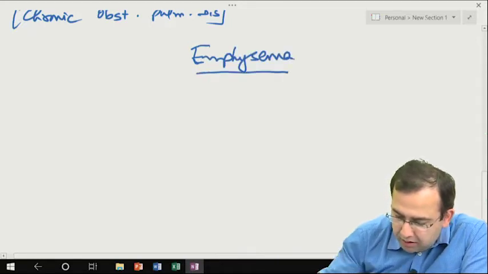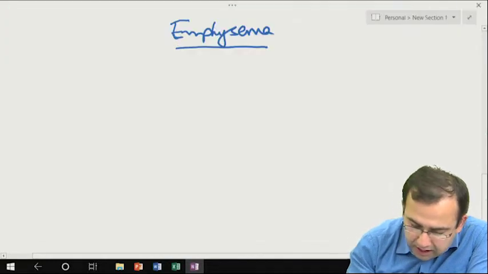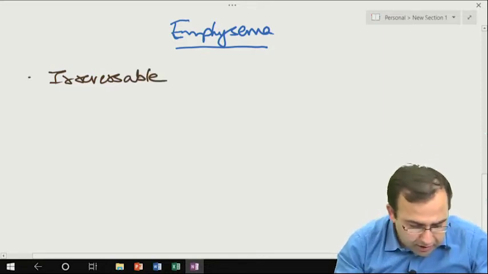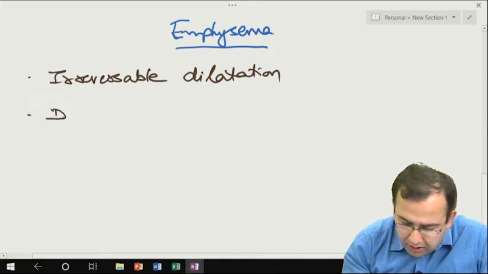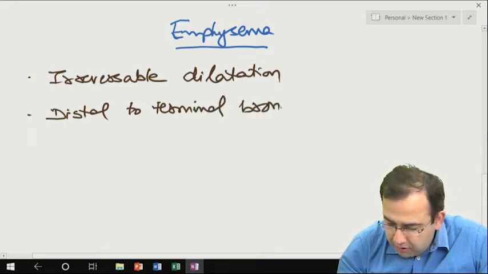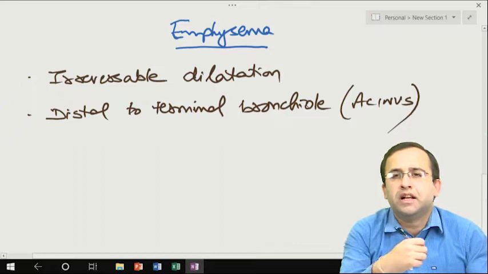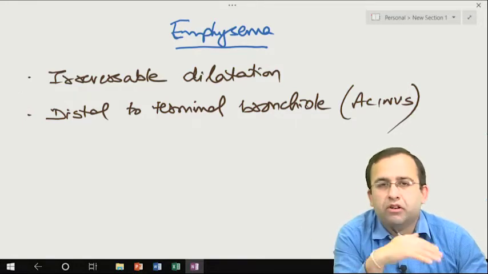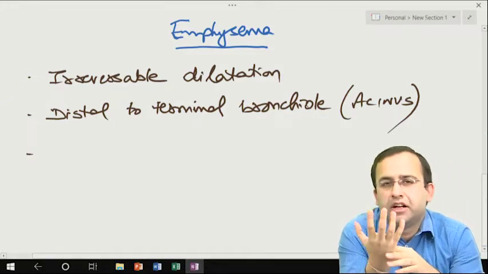Emphysema. First point, reversible or irreversible. Emphysema, this is irreversible dilatation distal to terminal bronchiole. Distal to terminal bronchiole is an acinus. So irreversible dilatation distal to terminal bronchiole, that is of the respiratory bronchiole, alveolar duct and alveolar sac. That is emphysema.